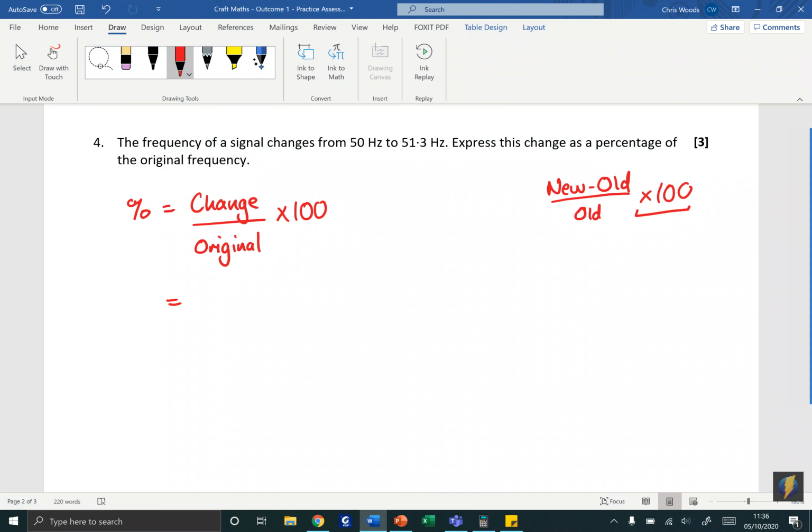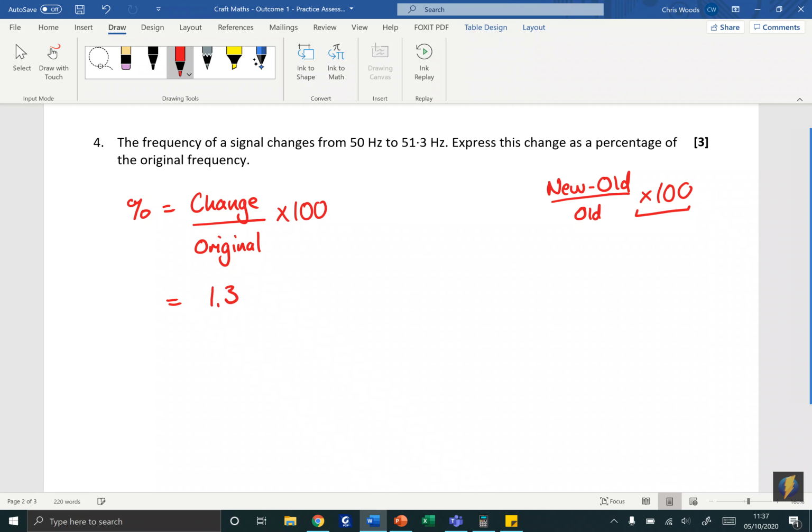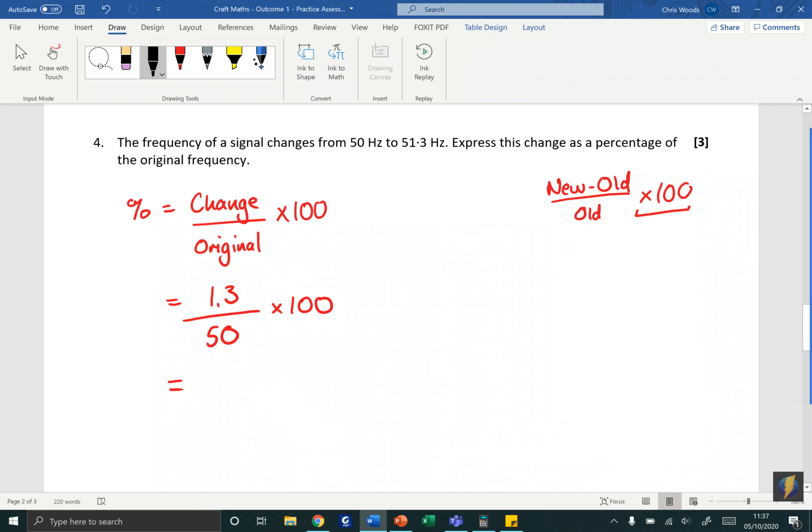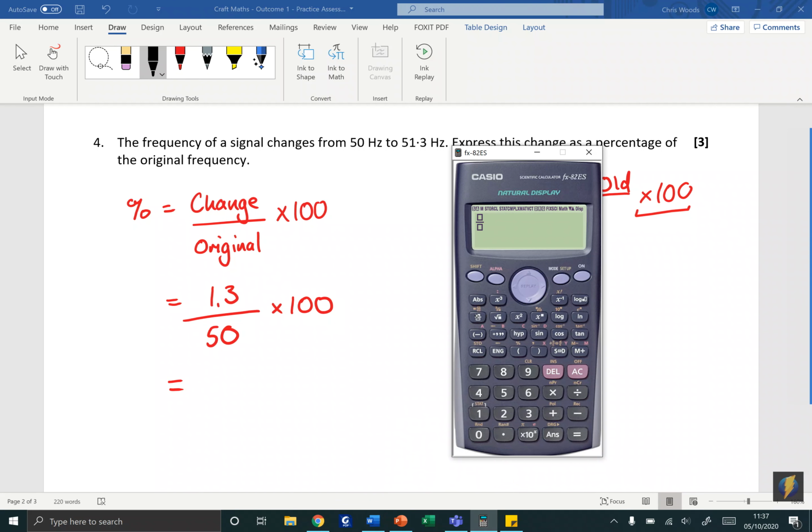So change 50 to 51.3, easy. You can do a wee takeaway on the side, but it's a 1.3 hertz increase. Don't need to worry about the units. The original was 50, times 100. My calculator opens, I can fire this in. So again, you can do this as a division. You can do that in one or two ways in your calculator. I was going to do a fraction, so I'm going to use the wee fraction button up here below the absolute. 1.3 over 50 times 100 gives you that.